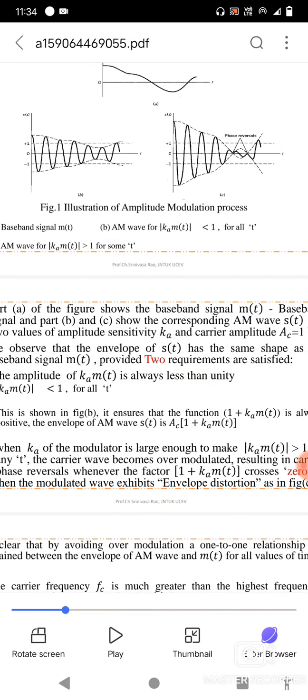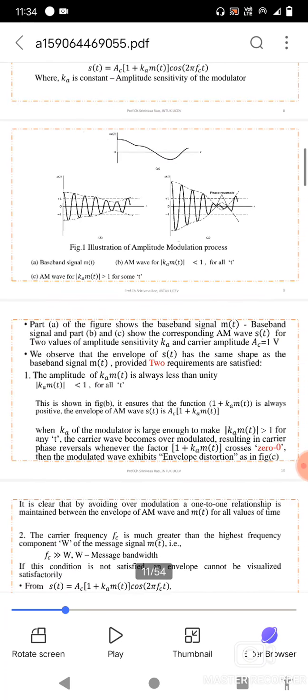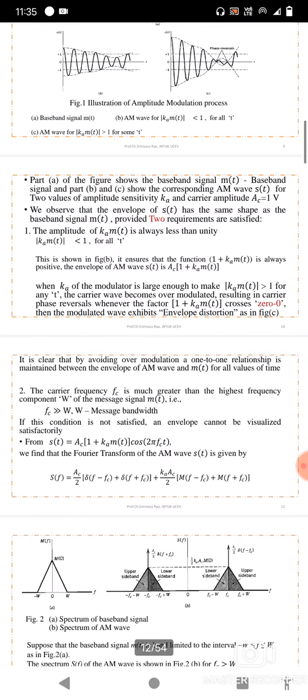So this is the representation of phase reversal. That is represented as phase reversal. So it is clear that, to avoid this over modulation, a 1-to-1 relationship must be maintained between the envelope of the AM wave and m of t for all values of time.